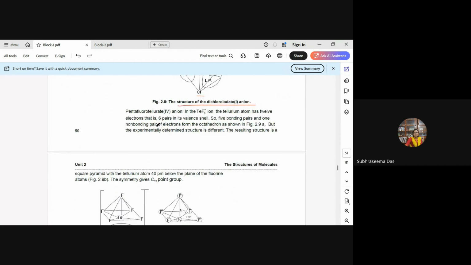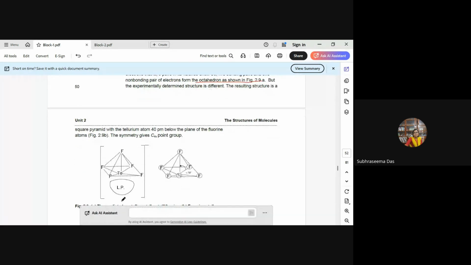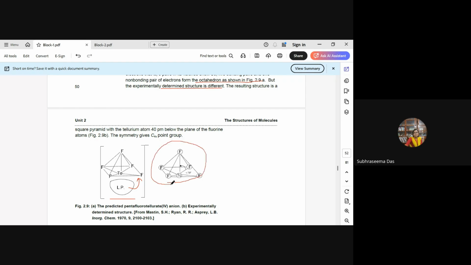Then again, another case is the pentafluorotellurate ion, that is TeF5 minus. The tellurium has 12 electrons, that is 6 pairs, in its valence shell. So the 5 bond pairs and 1 lone pair of electrons form an octahedron, as has been shown here. But experimentally, the XRD data showed a different structure. When the effect of the lone pair was considered, it was shown that this molecule occupies a square pyramidal structure with the tellurium atom lying in this place.